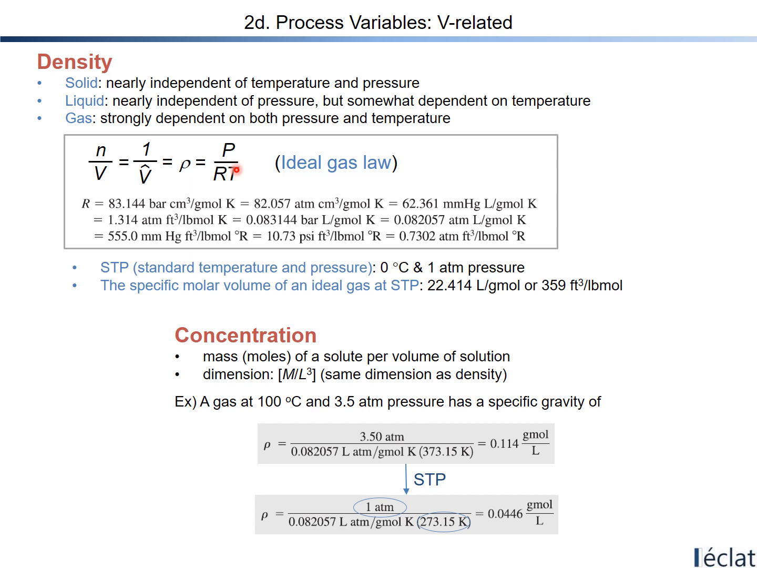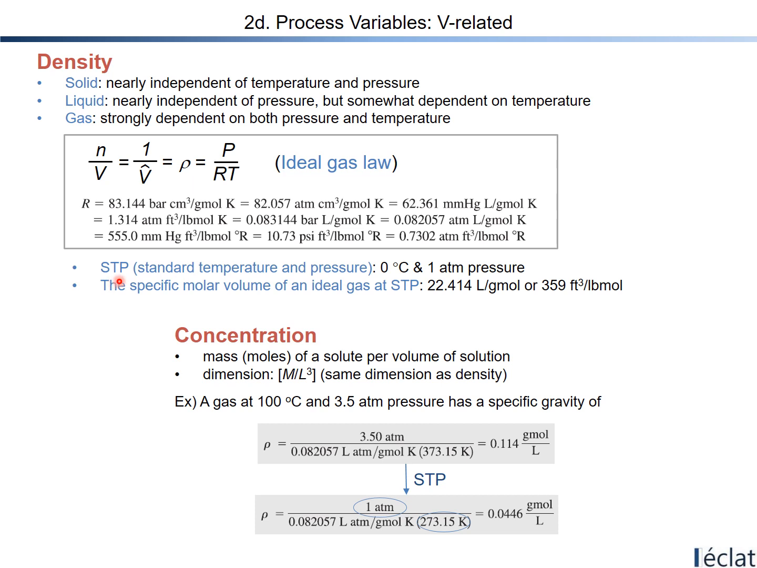R, of course, is the ideal gas constant. And the value of R is different depending on the unit. Various units are there. Maybe you are very accustomed to this value, 0.082 atm liter per gram mole K. However, if the units are changing, the values are changing.